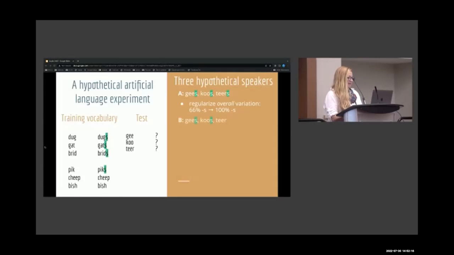On the other hand, a hypothetical speaker B might instead apply S to two-thirds of the test items, and this we would consider to be probability matching, right? Because they have maintained the statistics of the input distribution in their output. My understanding from the regularization literature is that we generally think that adults will behave more like speaker B and probability match, but under some experimental conditions, which I believe the field is still trying to figure out, they will behave like A and regularize. This is an open question.